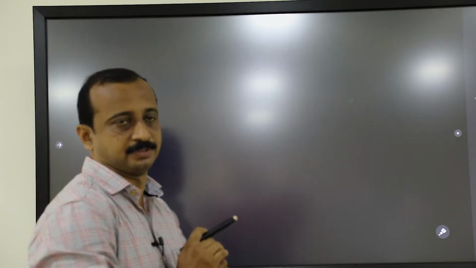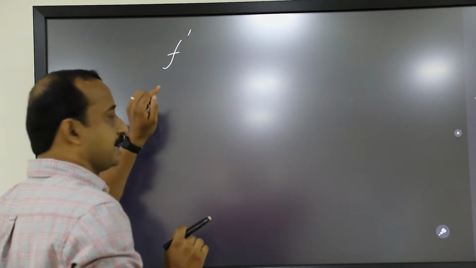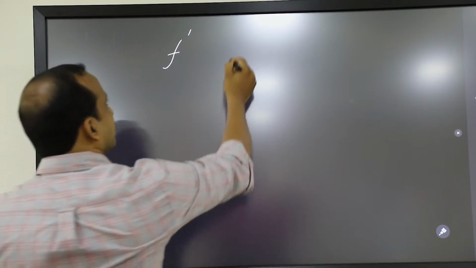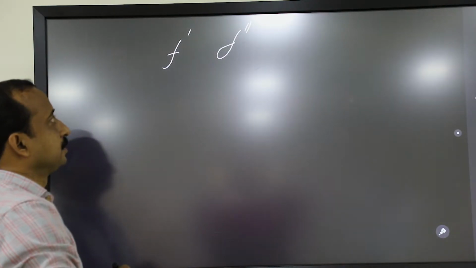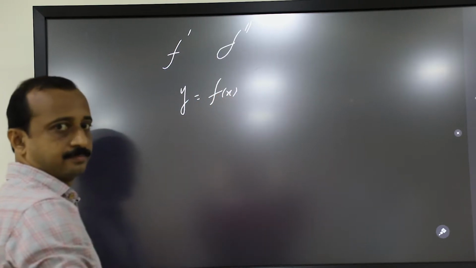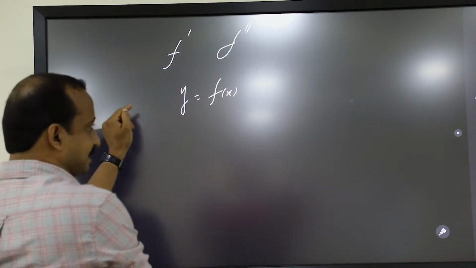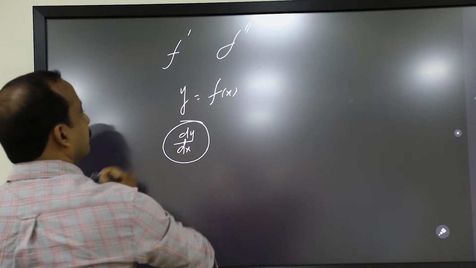If y is a function which is differentiable at a point x, it is denoted as f dash, and the function f dash is differentiable at the same point x, which is denoted as f double dash. That means if y is equal to f of x is a function, you differentiate this function with respect to x, denoted as d by dx of y, that is dy by dx.